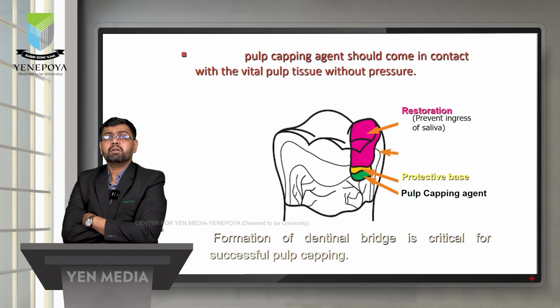The pulp capping agent should come in direct contact with the vital pulp tissue without pressure. This is how the picture looks here. First the pulp capping agent, then a protective base is placed, and then finally the tooth will receive a good final restoration. Formation of a dentinal bridge is critical for the success of pulp capping.